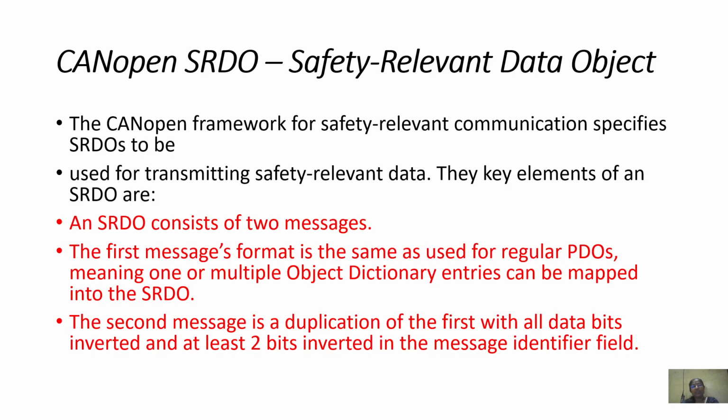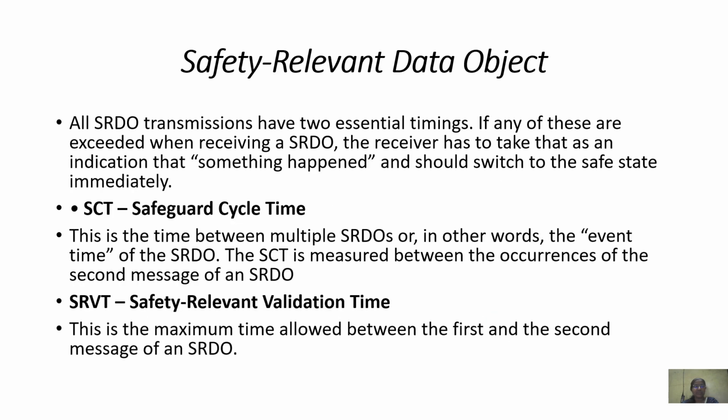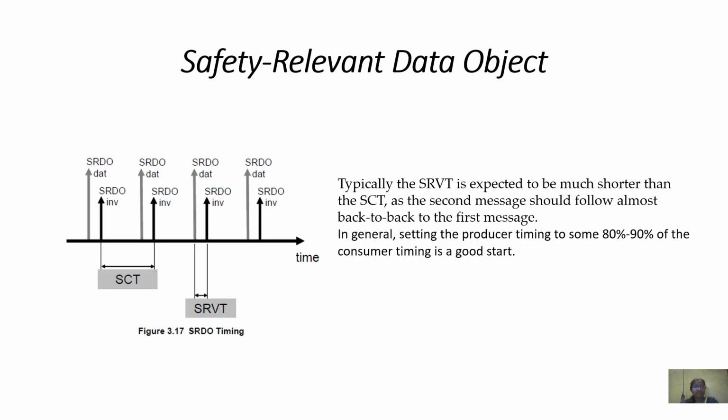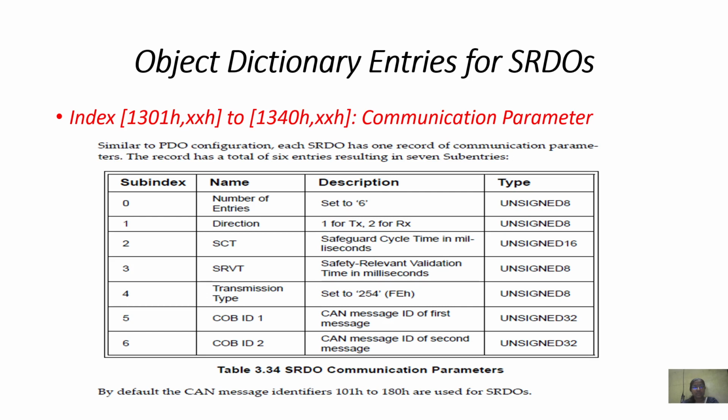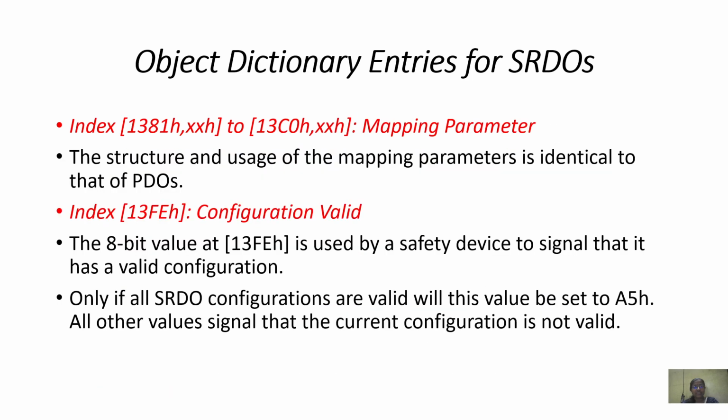Or you can go for the safety-relevant data object, which consists of two messages. The first is for the regular PDOs. The second message is a duplication of the first, with all the data bits inverted and at least 2 bits inverted in the message identifier. This is your SRDO object, SRDO data, and it is inverted. These are the SRDO object dictionary entries. Thank you for watching.